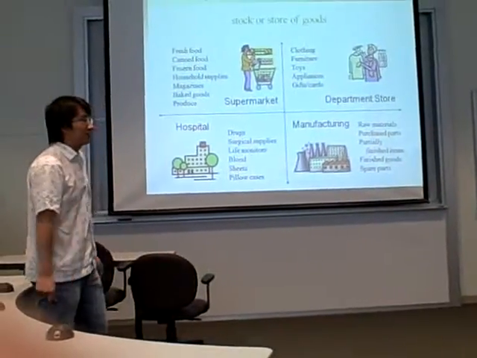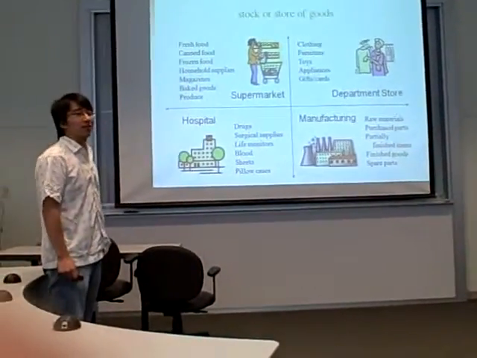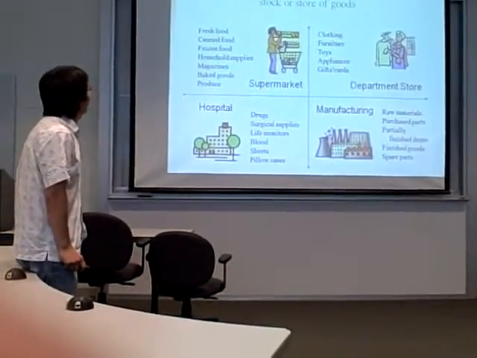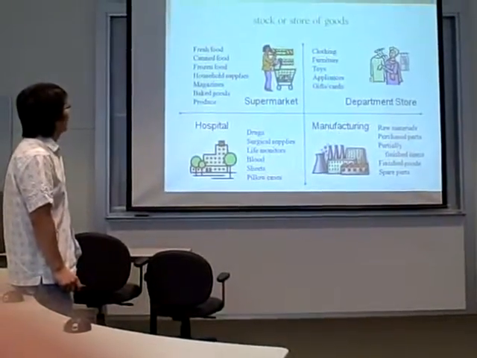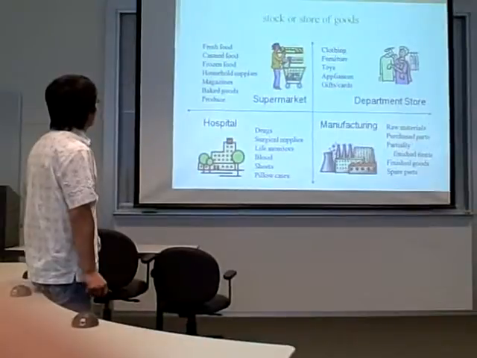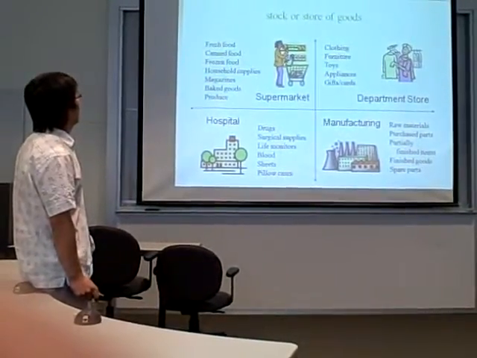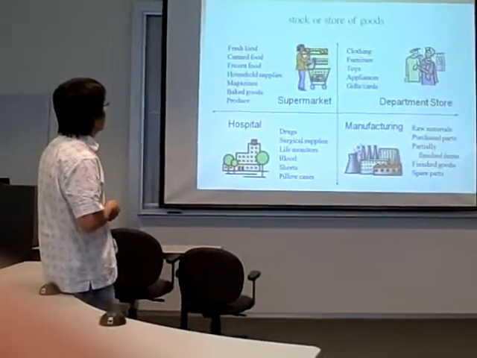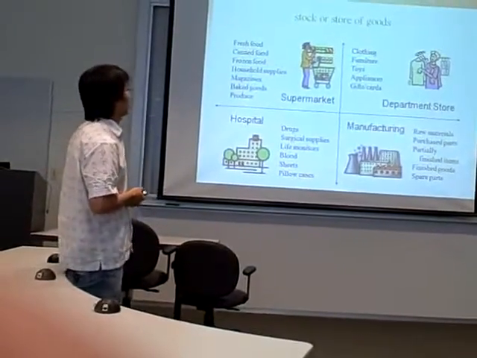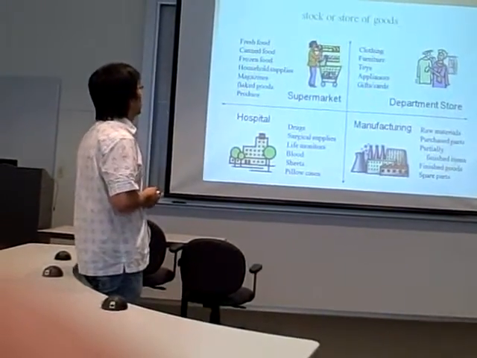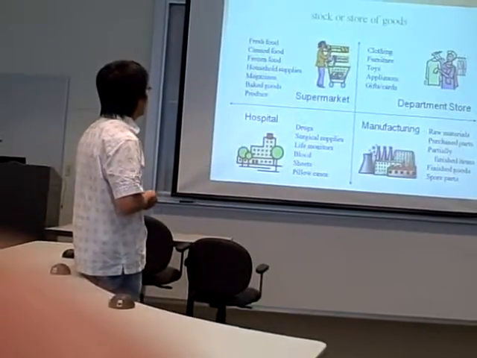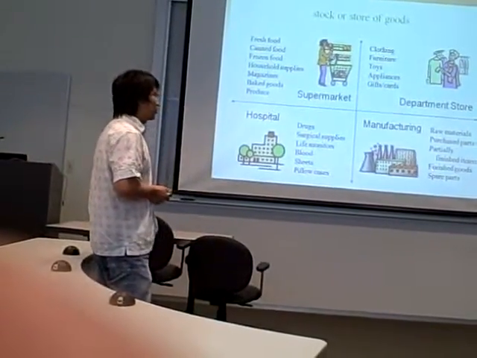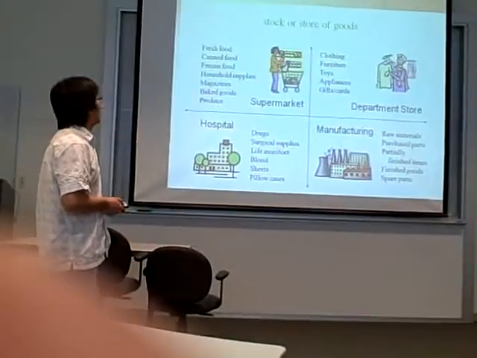Today I'd like to talk about one concept, inventory, in our major, operations management. This concept is very important, so today I'm going to give you some idea about the basic concept. Several examples in our daily life: in the supermarket, food, supplies, and magazines are all inventory. In a department store, toys and clothing; in a hospital, drugs, glass, and sheets; in manufacturing, the raw materials, finished goods, and spare parts all belong to inventory.